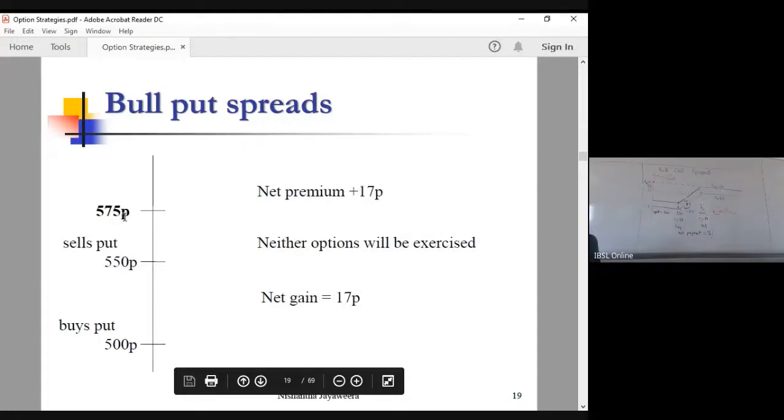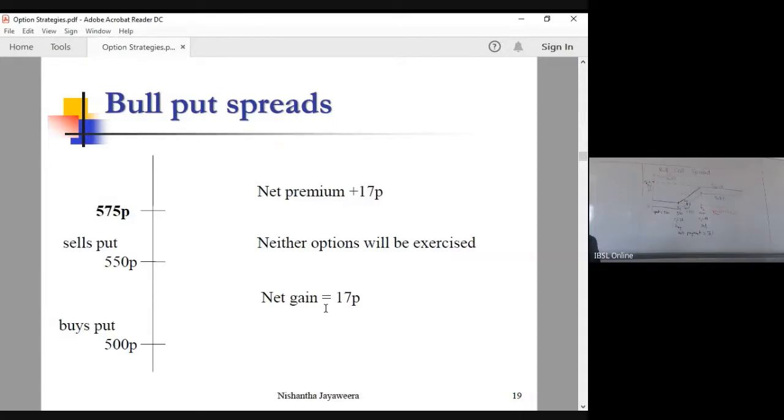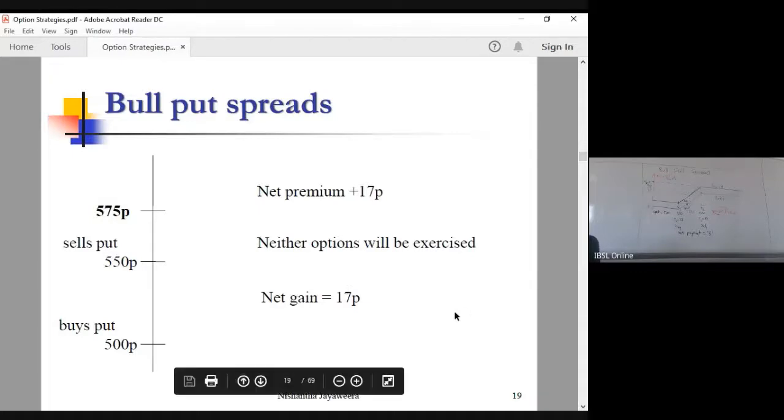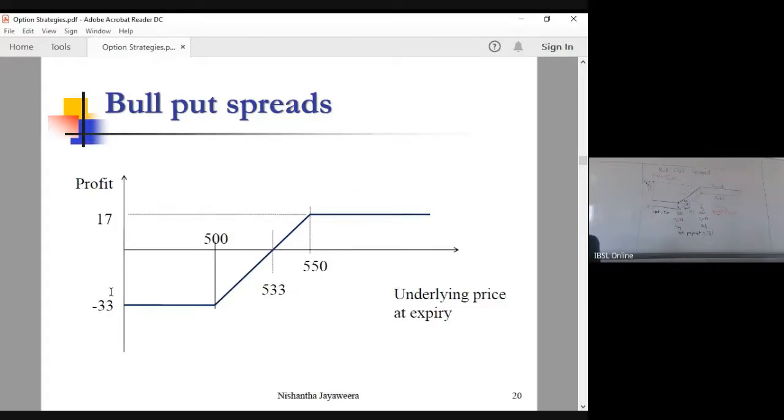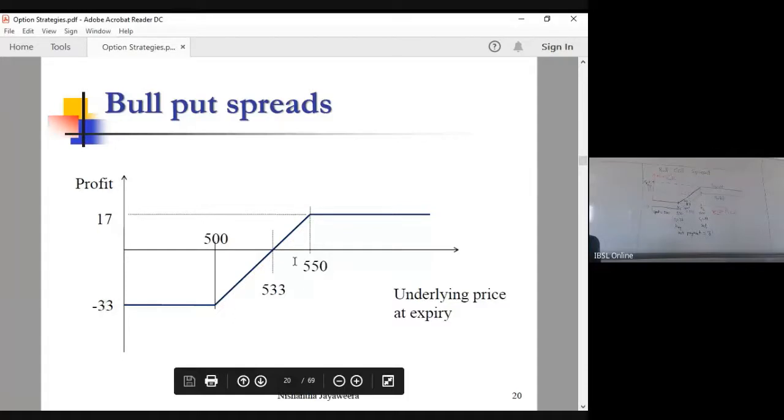In the bull spread, when the price is at 575, both options will expire. So your gain is 17 pence. You put it into a diagram. This will be the diagram. So maximum loss is minus 33. Maximum profit is 17.